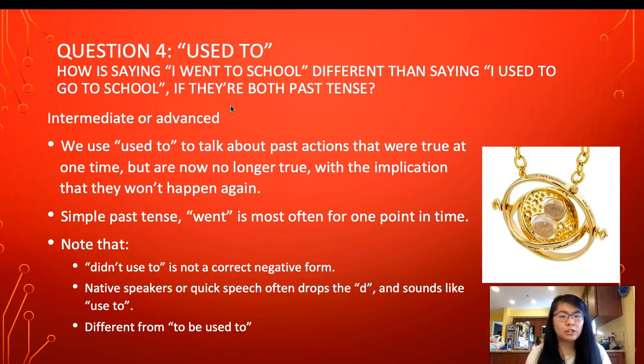So we use used to talk about past actions that were true at one point in time and they're no longer true, usually with the implication that they won't be true again. Another example is I used to think this way, but now I don't think that way anymore. And I probably won't think that way again because I thought myself out of thinking that way. Used to, versus simple past tense went, is usually just one point in time and then that's it.